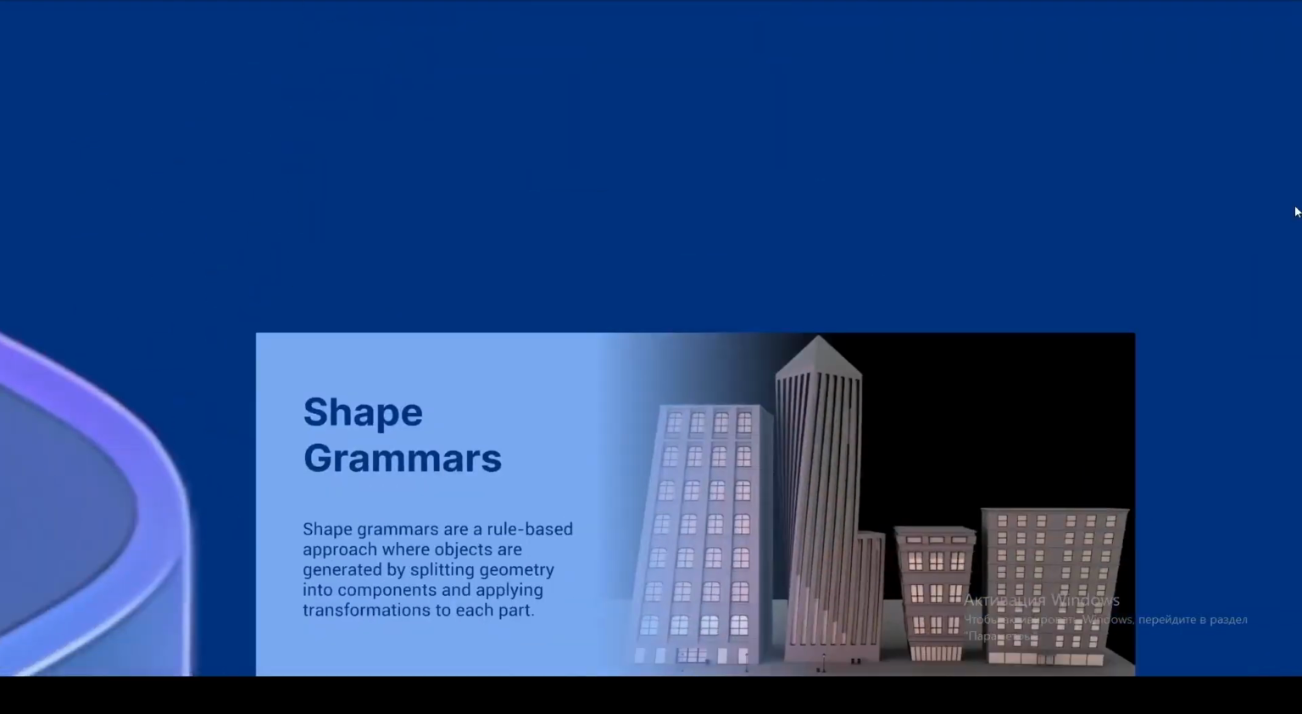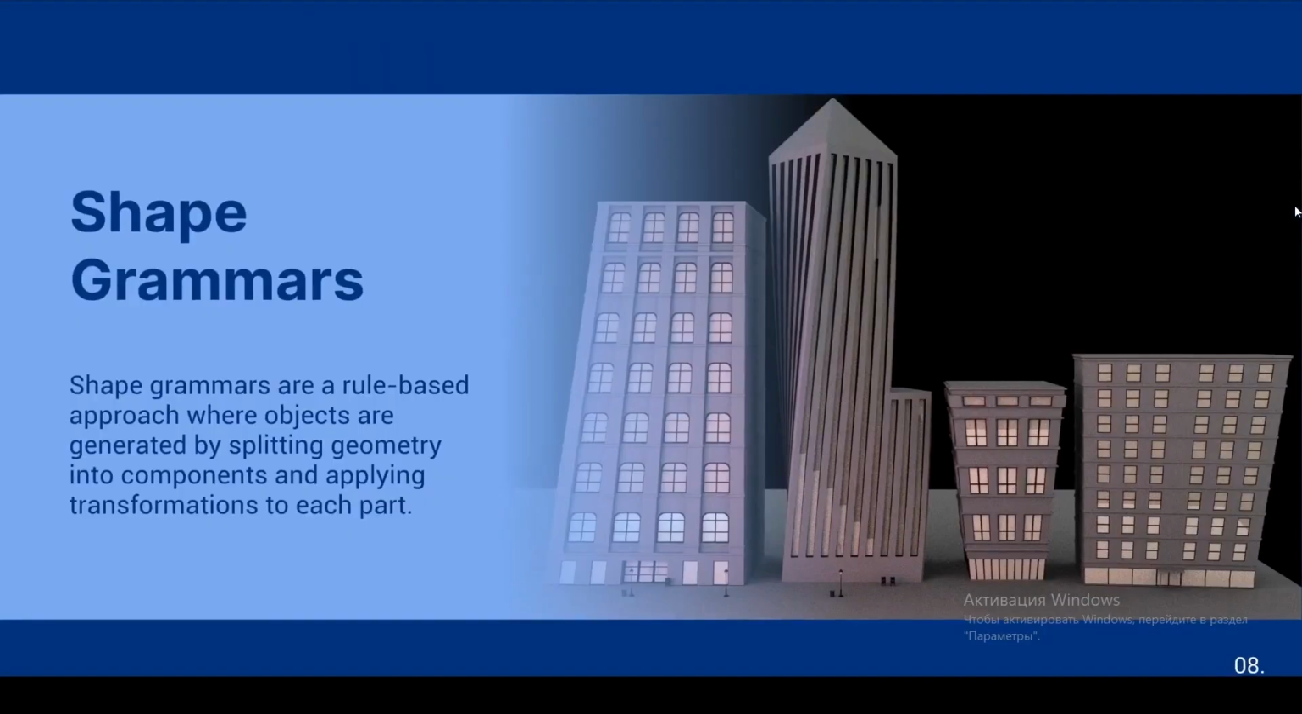Shape grammars provide another rule-based approach to procedural modeling. In this method, objects are divided into small components and transformation rules are applied to each part. This technique is especially useful in architectural design, where it allows the generation of buildings with multiple variations. Starting from a simple base form, it's possible to create detailed and structured models.